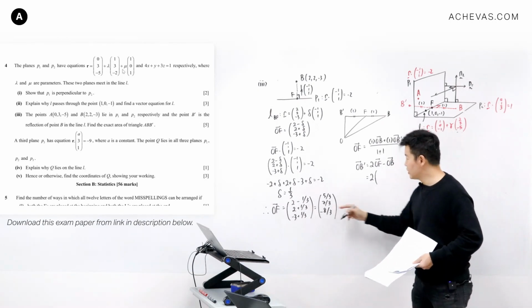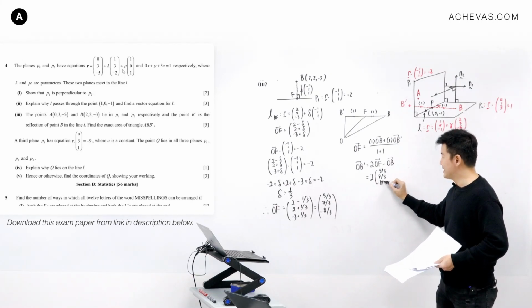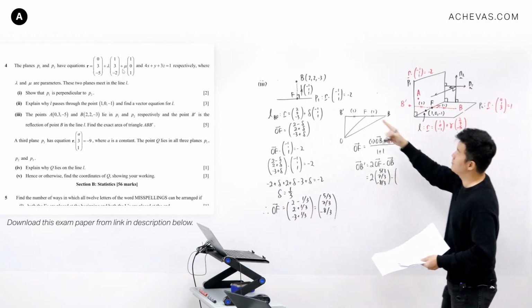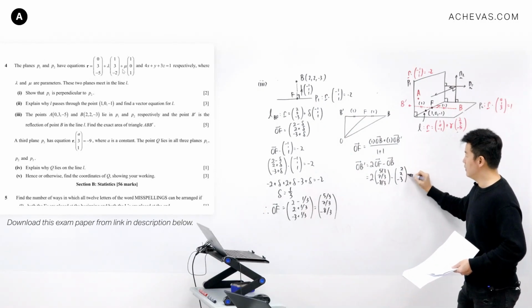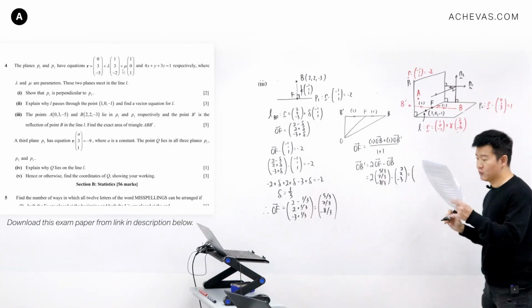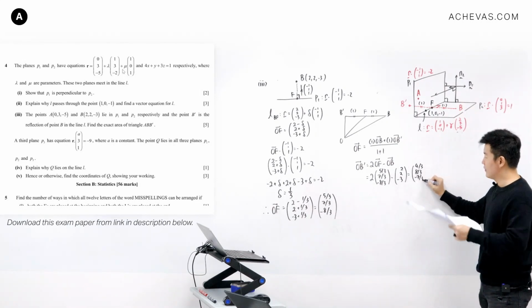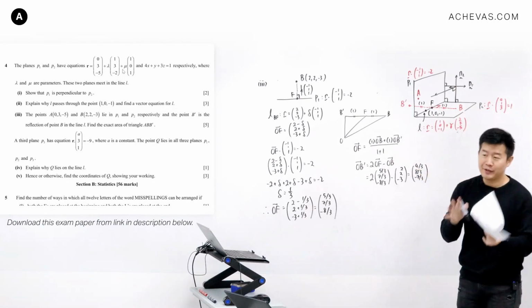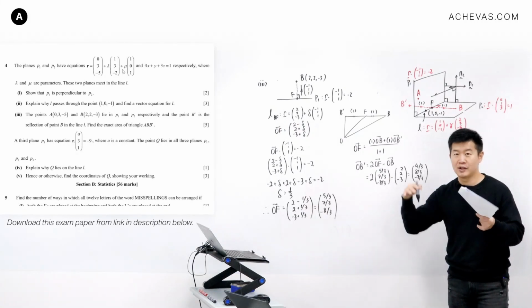So it's going to be 2 times (5/3, 7/3, -8/3) minus OB. B is here, so minus (2, 2, -3). The position vector of OB' is (4/3, 8/3, -7/3). And now we have obtained all the necessary coordinates of the points of the triangle.